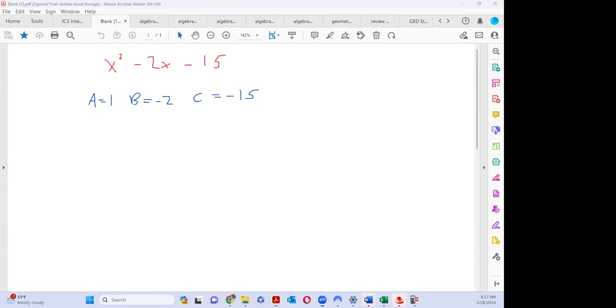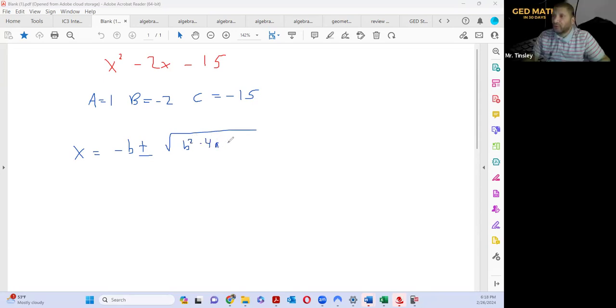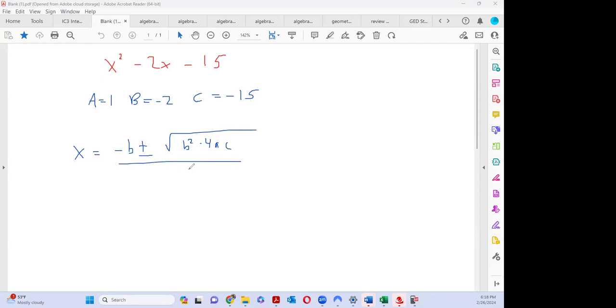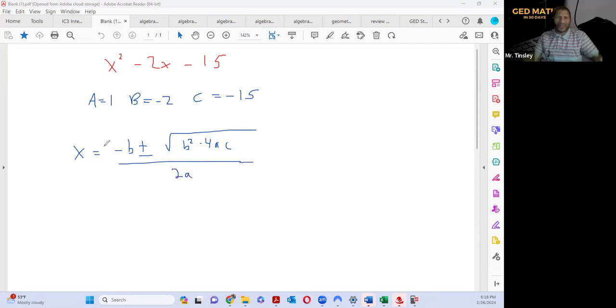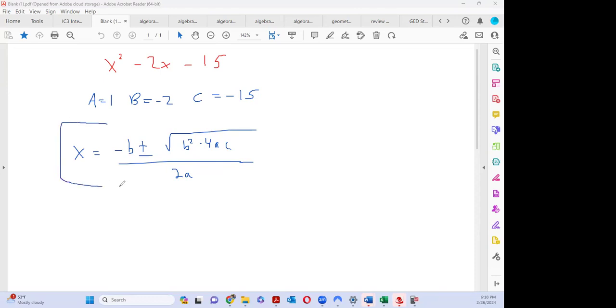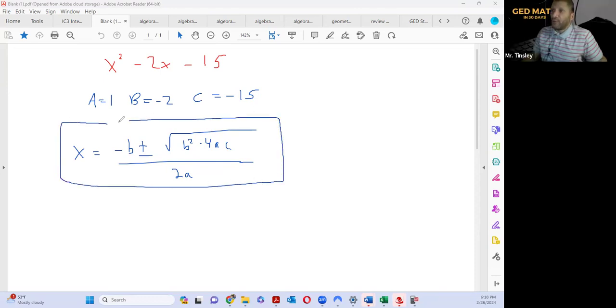The quadratic formula is x equals negative b, plus or minus the square root of b squared minus 4ac, over 2a. Now, you must be asking, hold on, Mr. Tenzi, if you started writing before he finished, you already knew it, right? Yes, I already knew it. But the reason I asked, do you have your formula sheet out?